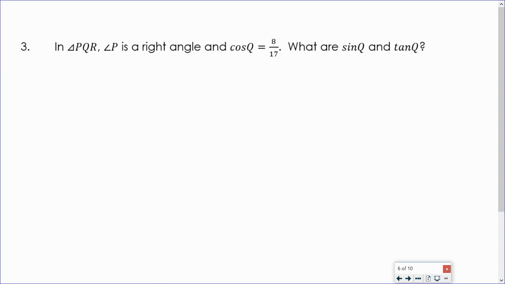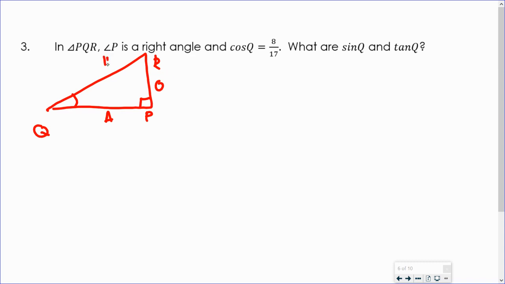Okay, in an angle, we have a right angle. And let's see here, this is the right angle, so this is P, Q, and R. So P to Q. Let's see here. So we're worried about the angle Q. So that means that this is the adjacent, this is the opposite, and this is the hypotenuse.